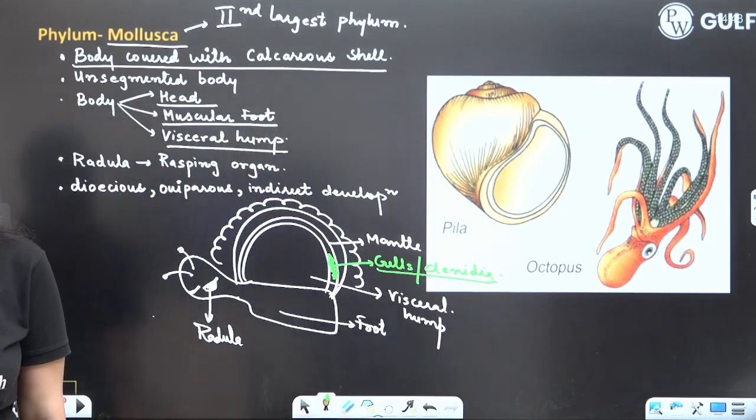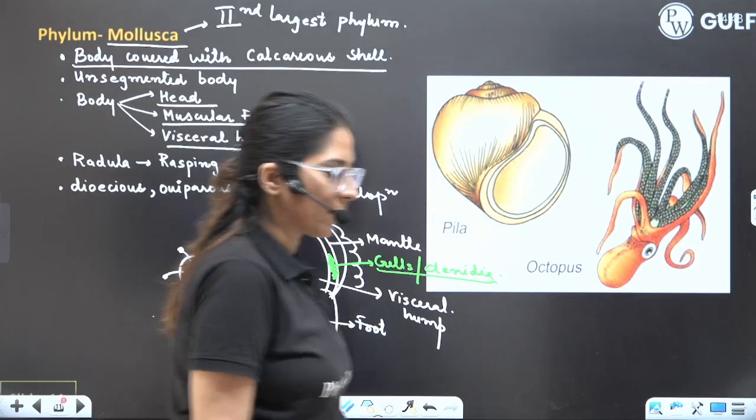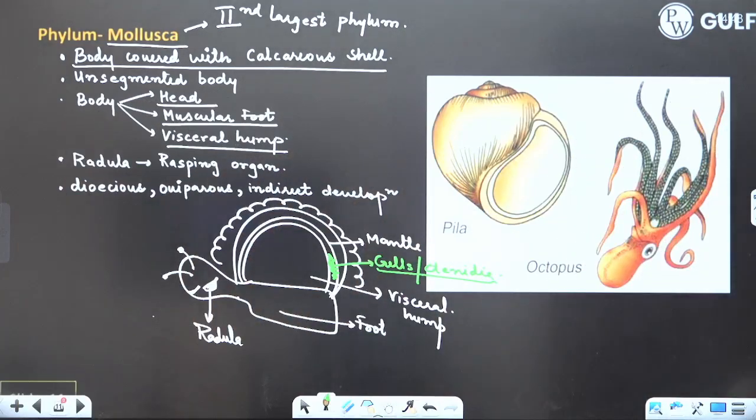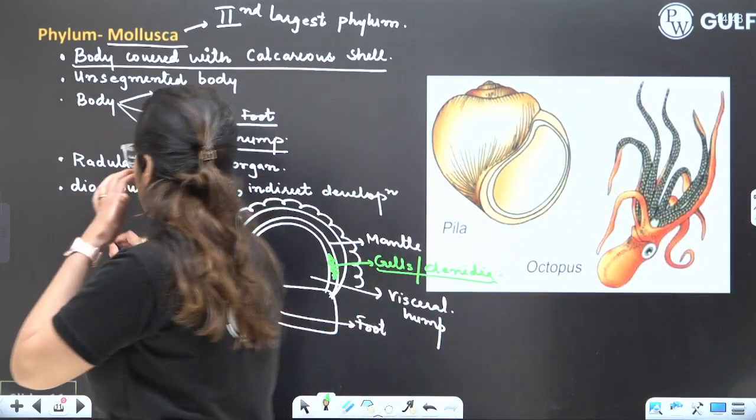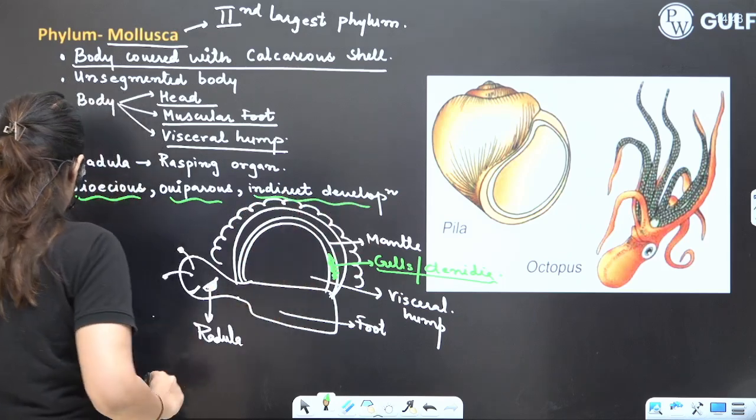Clear? Is this clear now? Yes, guys, are you getting my voice? They are dioecious, meaning unisexual, oviparous, with indirect development.